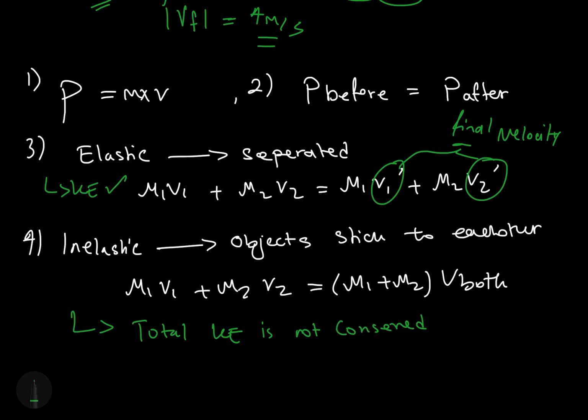And that's because the two objects stick to each other and they get a different mass, and they also have a different velocity. And because of that, the kinetic energy at the beginning and the end is not going to be equal.